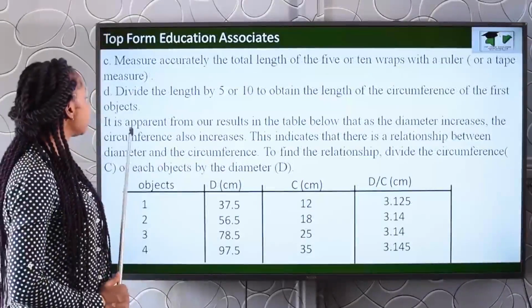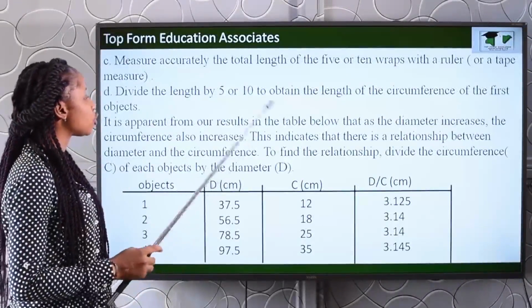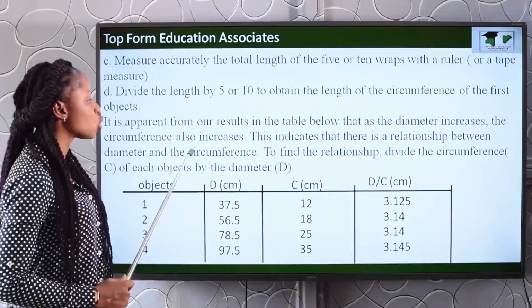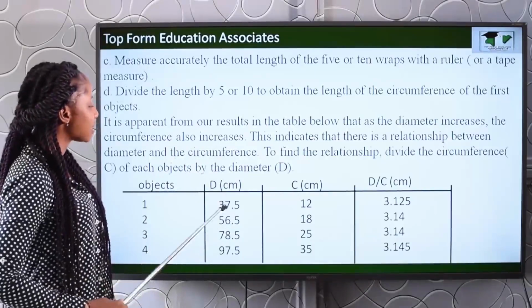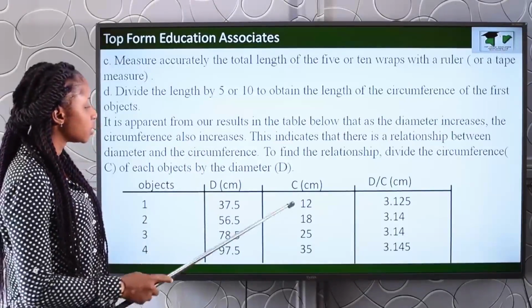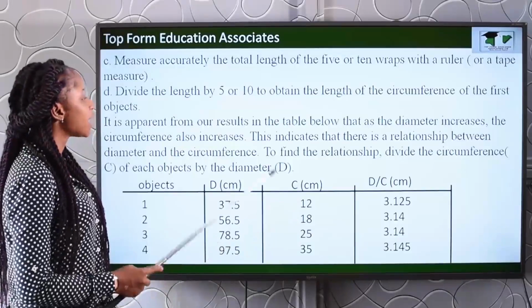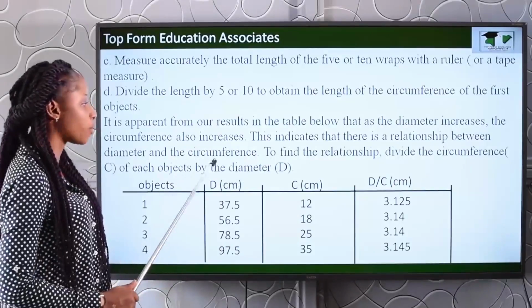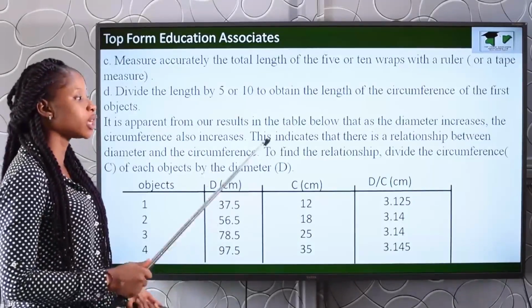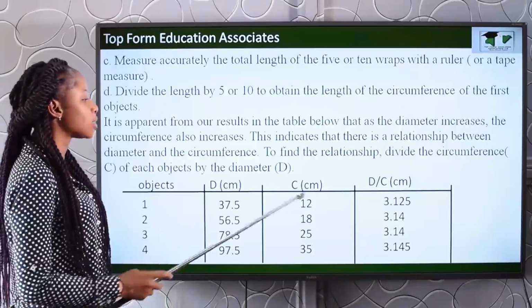Now, if you've done the activity, you would realize that as the diameter increases, the circumference also increases. From this table below, you can see that as the diameter is increasing, the circumference is also increasing. This indicates that there is a relationship between the diameter and the circumference. So, in order to find the relationship, divide the circumference of each of the objects by the diameter.